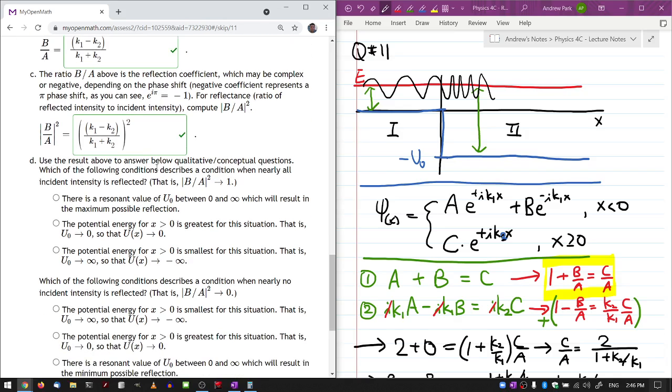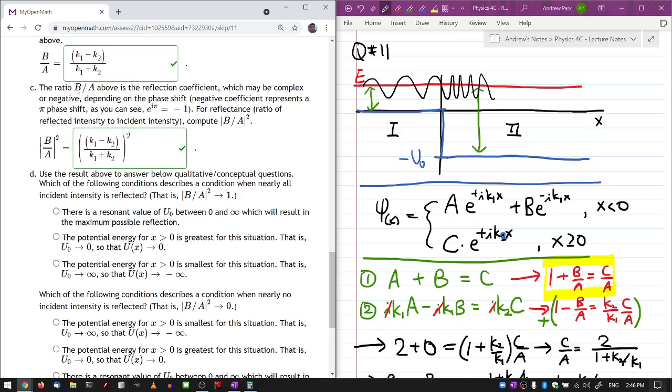Use the result above to answer the qualitative conceptual questions below. Which of the following conditions describes when nearly all incident intensity is reflected? That is, b over a squared approaches 1. So what I would want to happen is, K2 is always going to be greater than K1 in this scenario, so I would want K1 to be much smaller compared to K2. For that to happen, the potential drop should be as great as possible, so that K1, in comparison to K2, is much smaller.